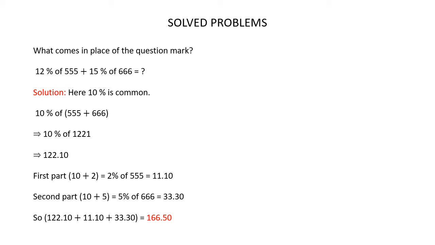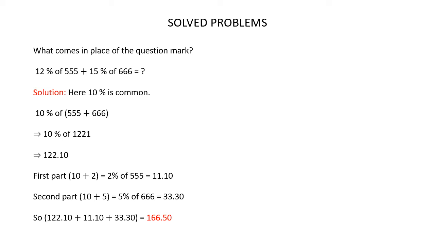Now the first part is 12% of 555. Now 12 is nothing but 10 plus 2. We have already found the value of 10%. So now we have to find the value of 2% of 555, which is 11.10. The second part is 15% of 666. Now 15% is nothing but 10% plus 5%. We have already found the value of 10%. So now we have to find the value of 5% of 666, which is nothing but 33.30.